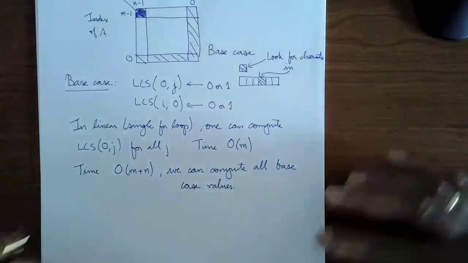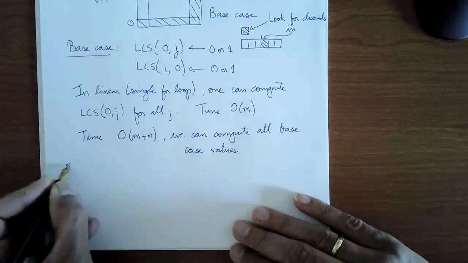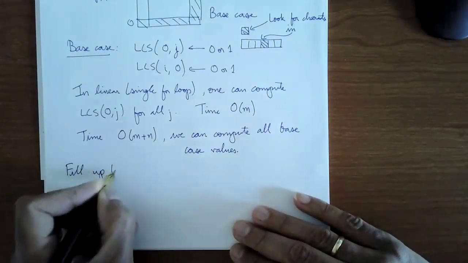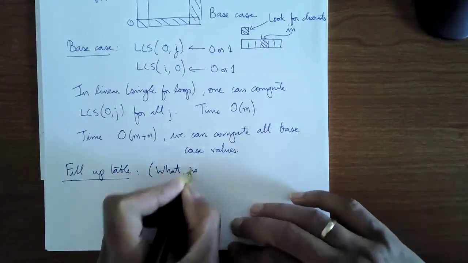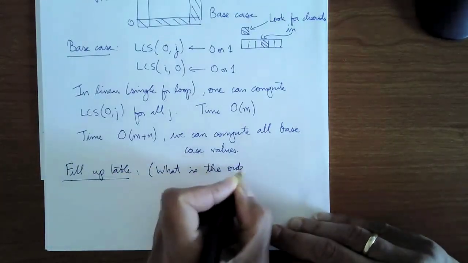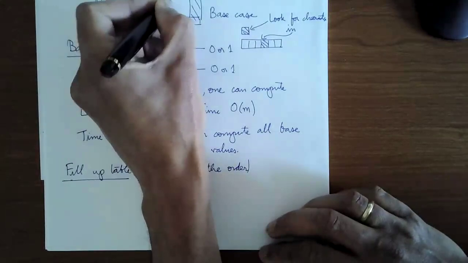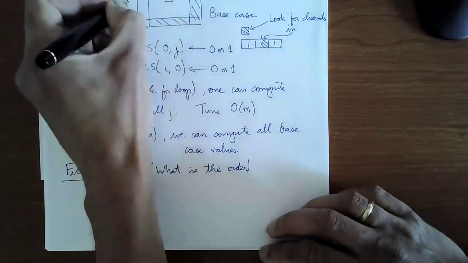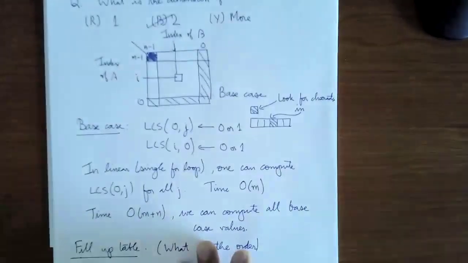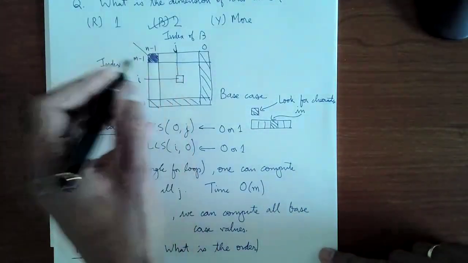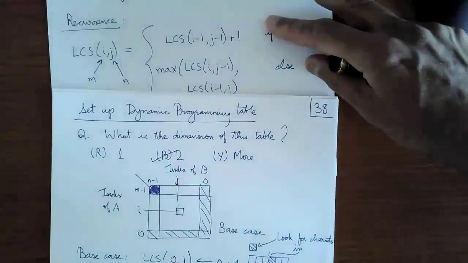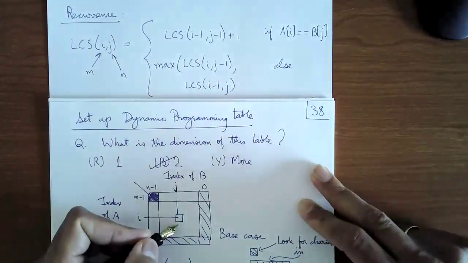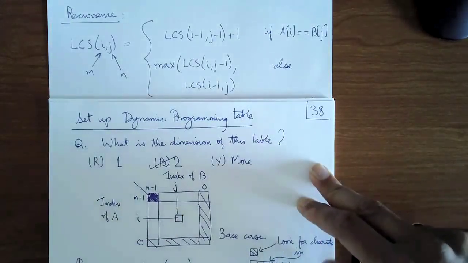Okay, and so now we just need to figure out how to fill up the table. What is the order? If you have some ijth entry here, how are you going to find out how to fill this up given this recurrence? I'm pretty much showing you what the recurrence is. And so what is the order in which you should do it?